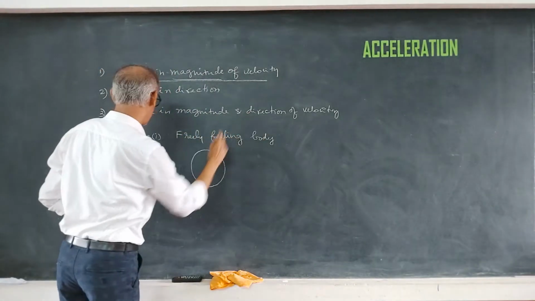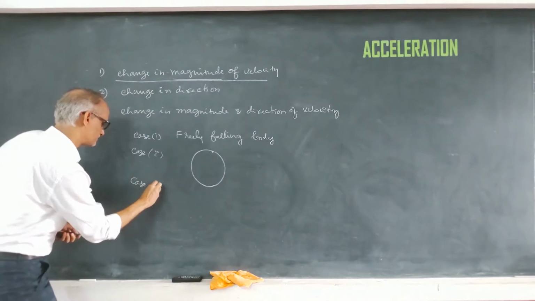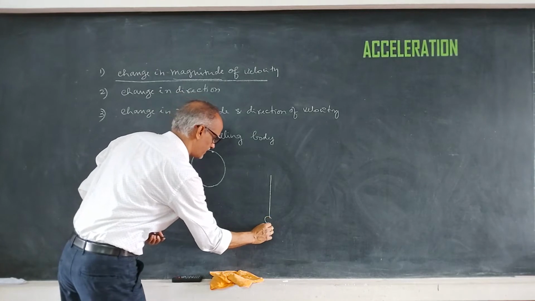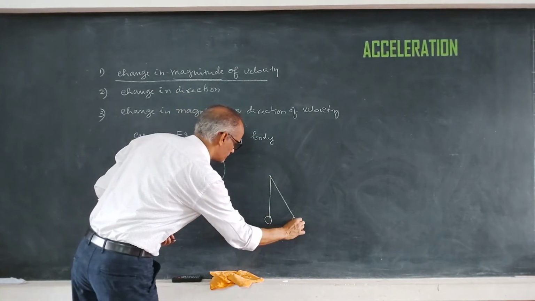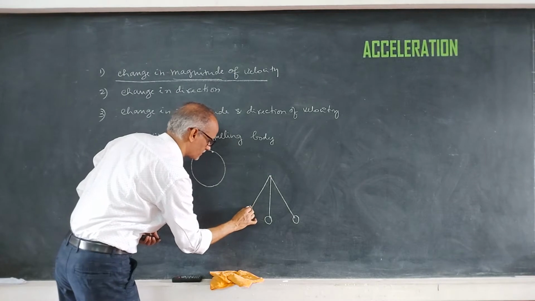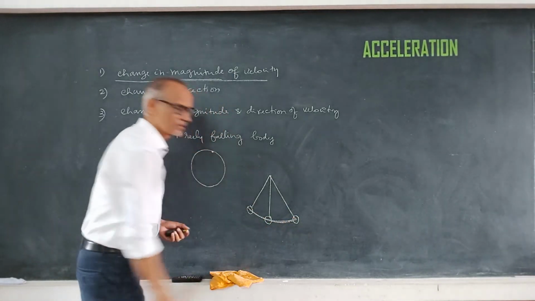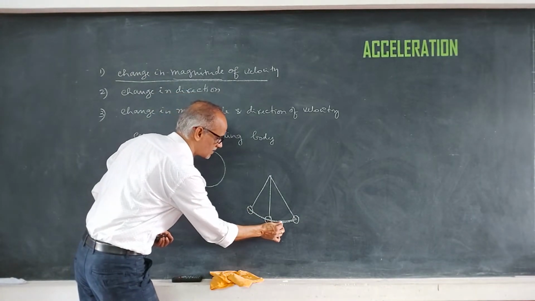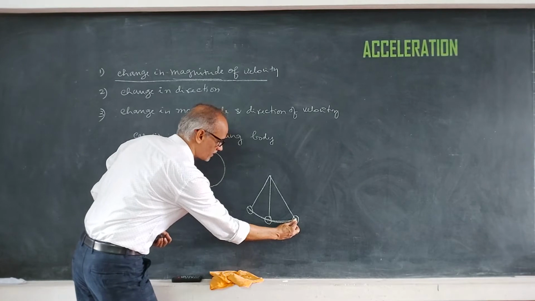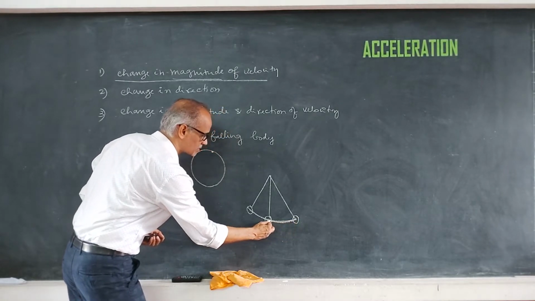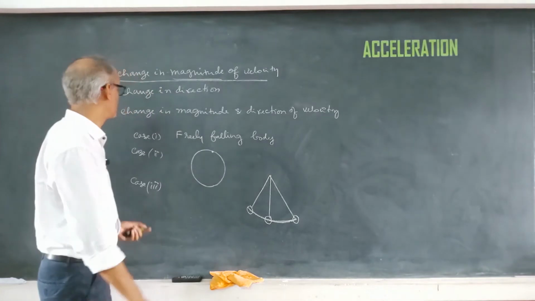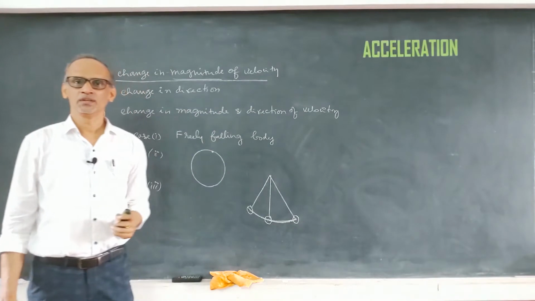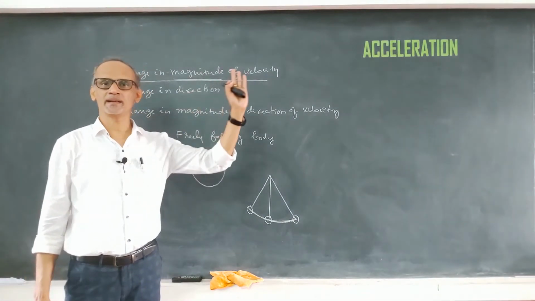Change in magnitude and direction. Example for the third case, you take the example of an oscillating pendulum. Here its velocity magnitude continuously changes, it becomes 0 and again it comes back like this, changing the direction. Therefore, in the case of an oscillating pendulum, again there is acceleration because there is a change in both magnitude as well as direction. So, in three different cases we say that the body has acceleration.